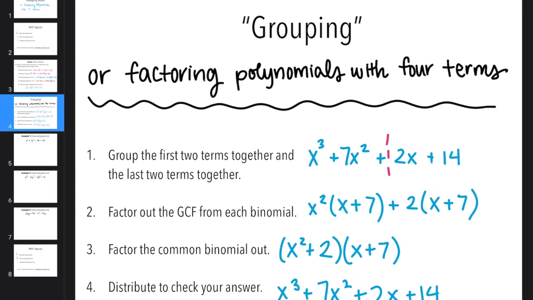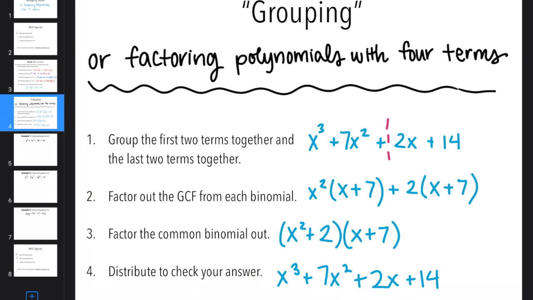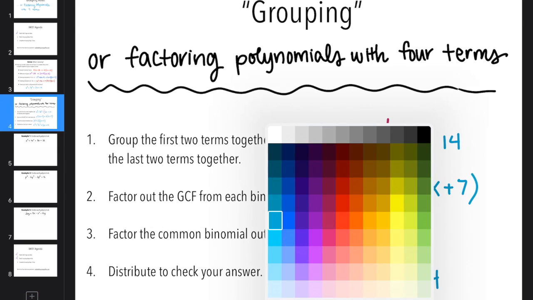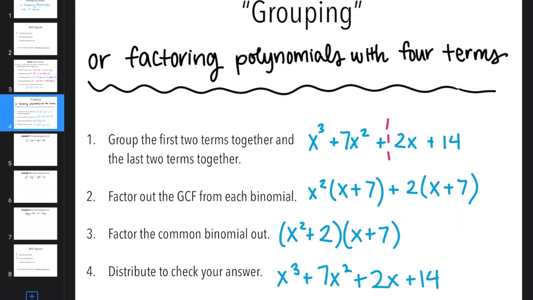So if I have a polynomial x cubed plus 7x squared plus 2x plus 14, I'm going to divide that polynomial or group it into 2 sections. So let me change my color. So I just split it right down the middle. After I split it down the middle, I factor out the greatest common factor from each binomial.